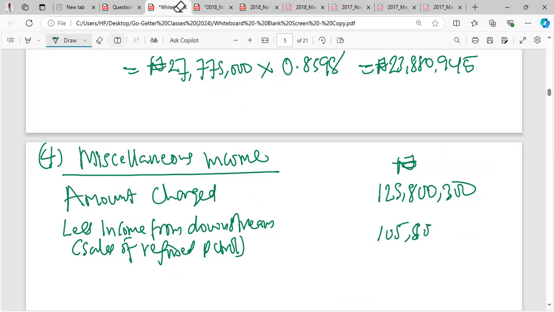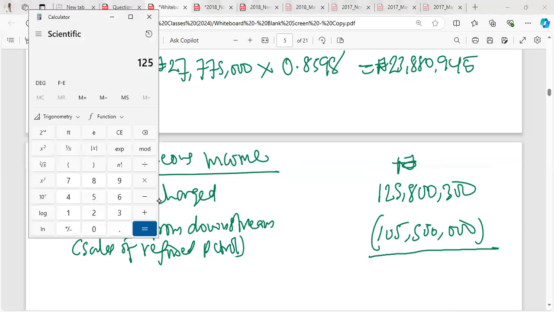To write this well, 105,500. Just to be sure I've got it correct. So we're going to less this. 125,800,300 minus 105,500. That will give me 125,694,800.